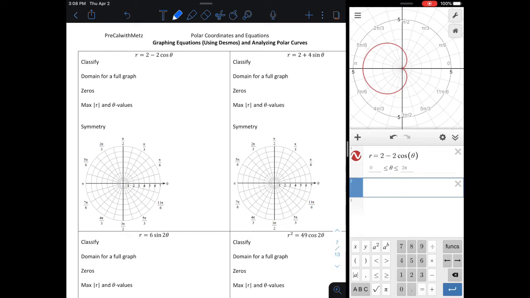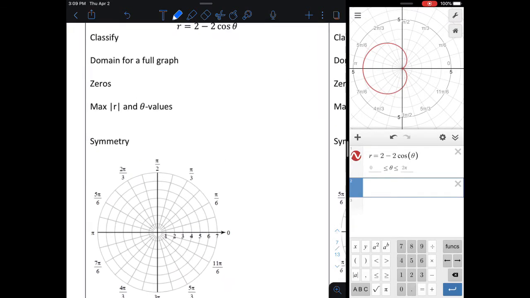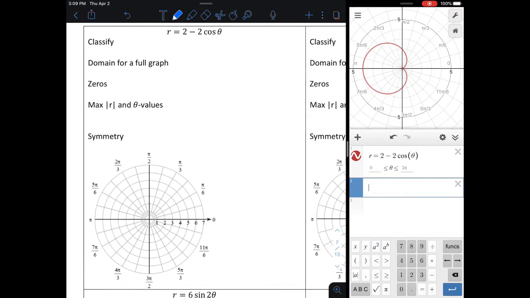In this video, we're going to look at graphing polar expressions, and we're going to use Desmos to look at some of these curves and help us with the classification and the domain and some zeros and all the other things we would use for our analysis. So we're going to look at this first problem, this first polar curve of r equals 2 minus 2 cosine of theta.